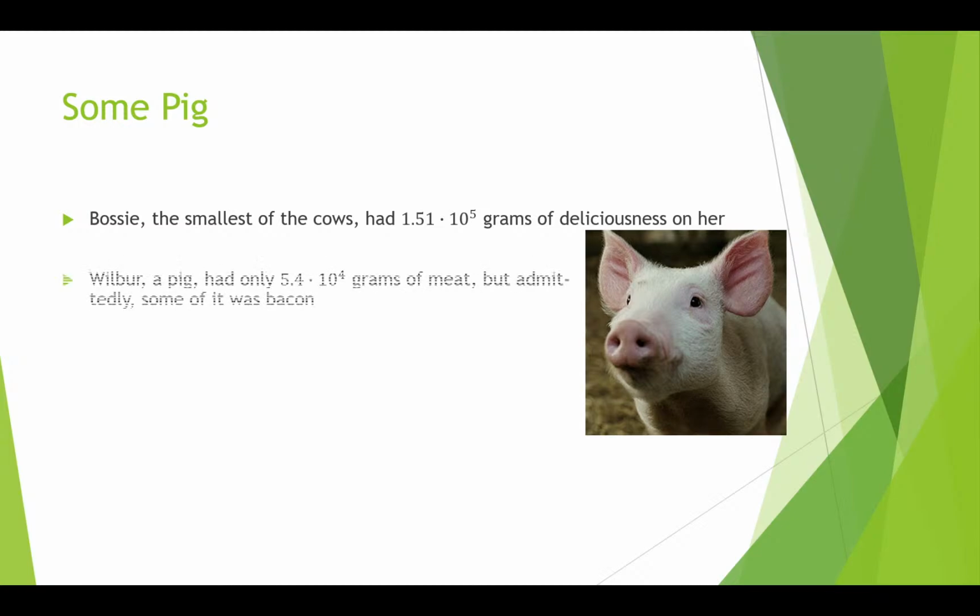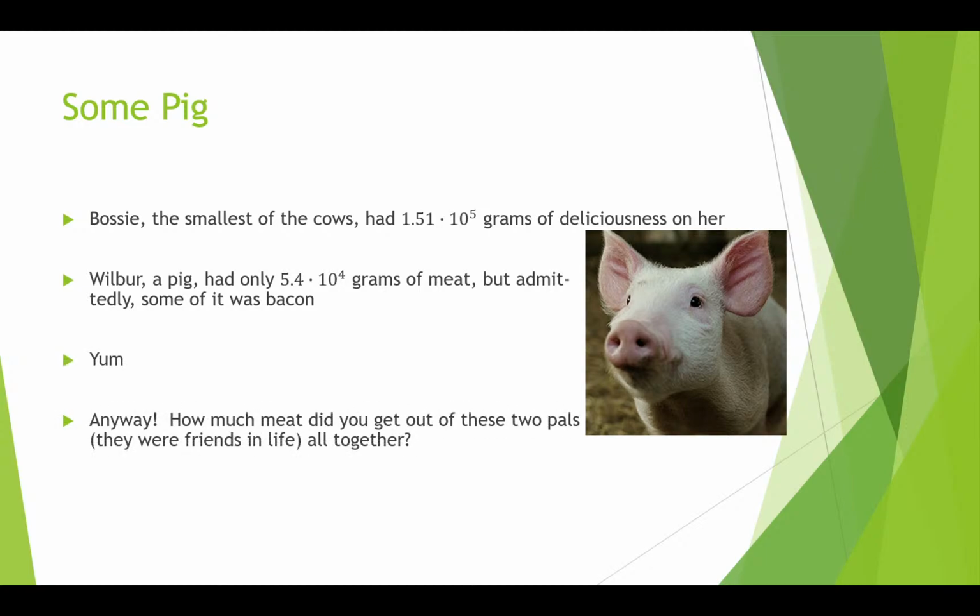Let's talk about some pig. Bossy, the smallest of the cow, had 1.51 times 10 to the fifth grams of deliciousness on her, remember? Wilbur, a pig, had only 5.4 times 10 to the fourth grams of meat, but admittedly, some of it was bacon. Yum. Anyway, how much meat did you get out of these two pals because they were friends in life, all together? Oh, it's okay. Don't feel too sad. Listen, Bossy and Wilbur will meet again one day on my bacon burger.